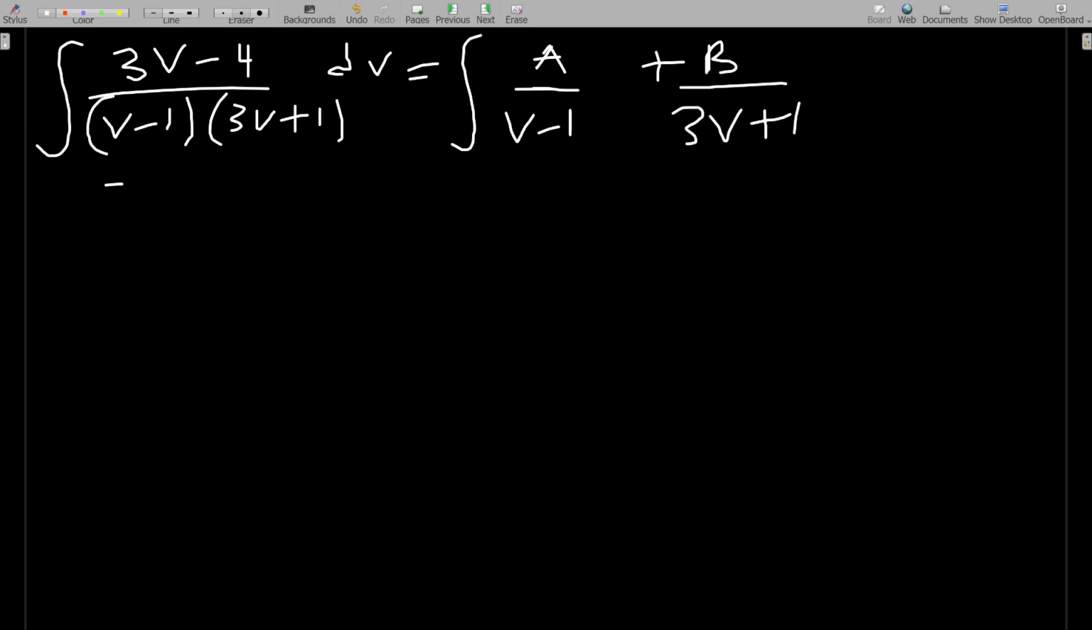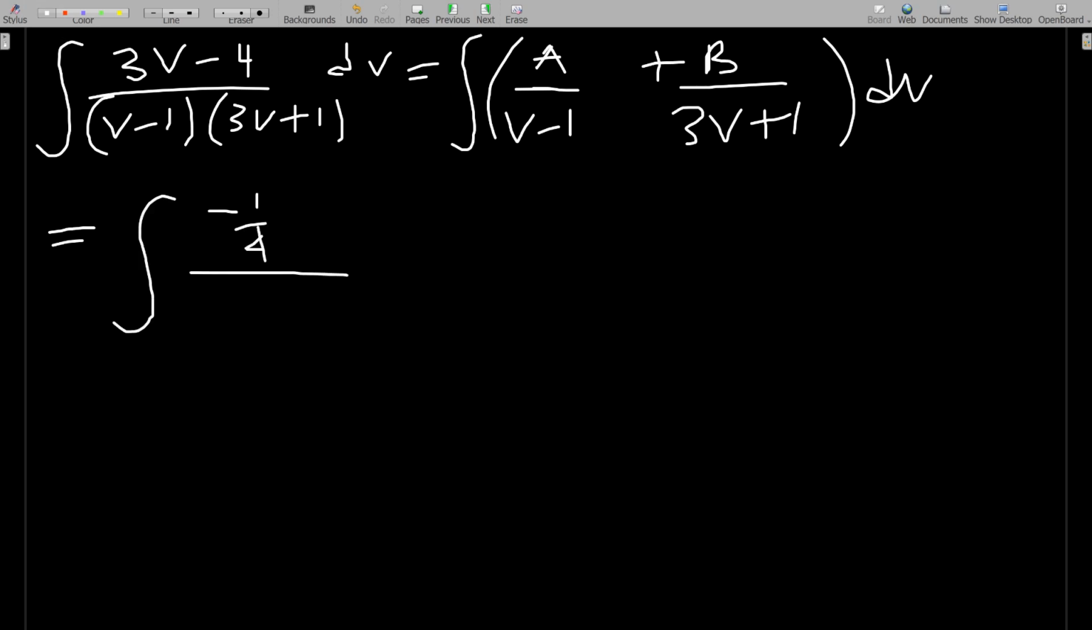The fraction here will change to a over v minus 1 plus b over 3v plus 1, then dv. I hope you remember this. And now converting it to partial fractions will give us a to be negative 1 over 4, then over v minus 1, then b to be 15 over 4, then over 3v plus 1, dv.